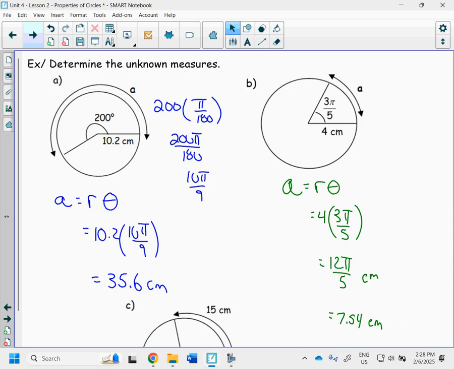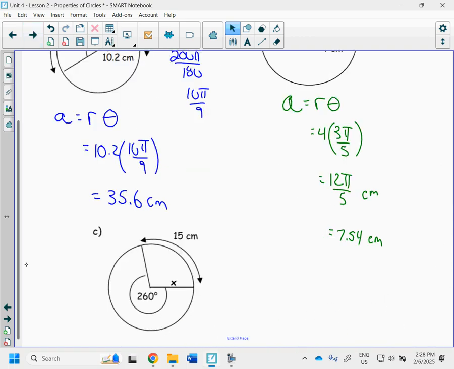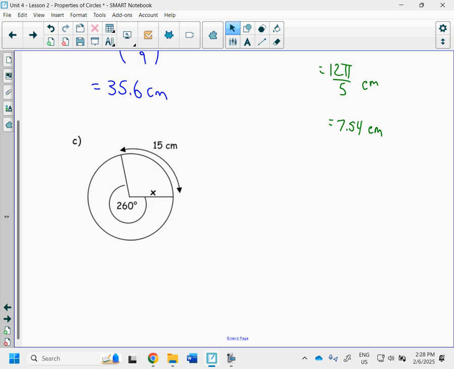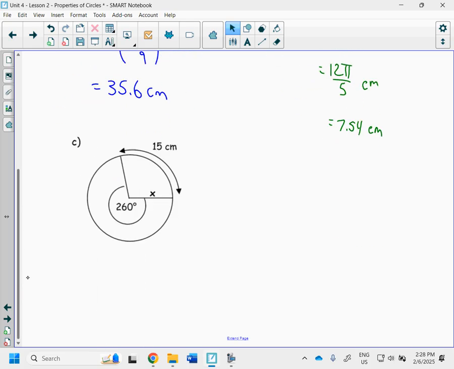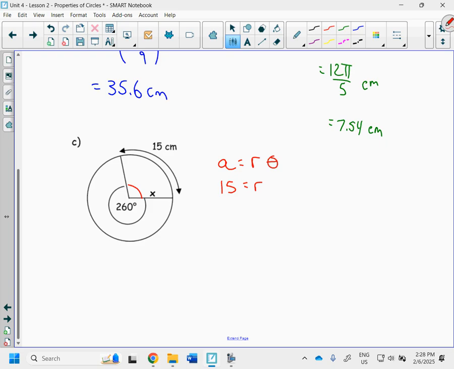Okay, one last one for you guys to try. If you haven't paused yet, pause this one, give it a try. Find me x, which happens to be the radius in this case. Okay, in this case, we know our arc length. We don't know our radius. Our central angle, be careful, the central angle has to be the one opposite the arc.